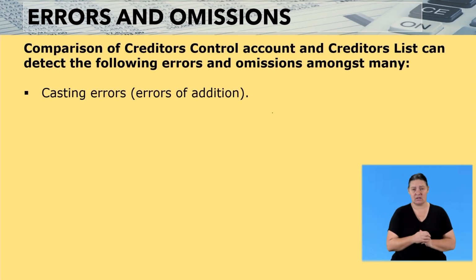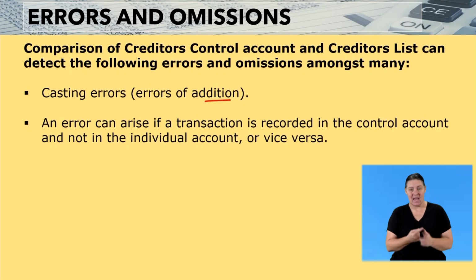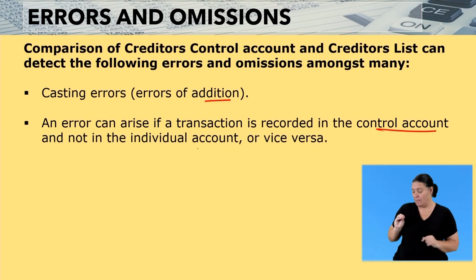Firstly, casting errors or addition. Once you hear the word casting, we're talking about addition. So there are errors that are committed when we are adding that will lead to the creditors control and the creditors list not having the same totals. An error can arise if a transaction is recorded in the creditors control account and not in the individual account, or vice versa.